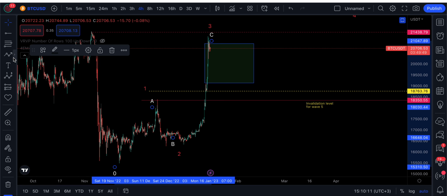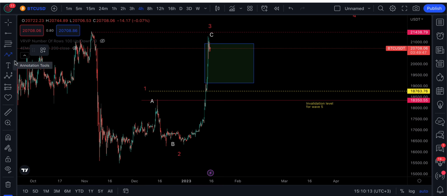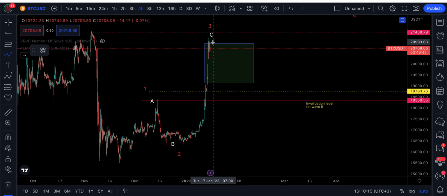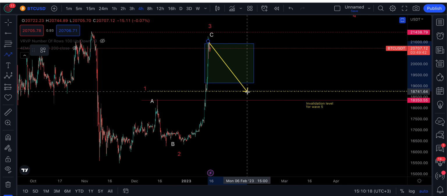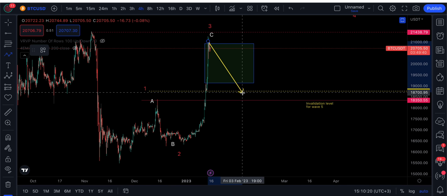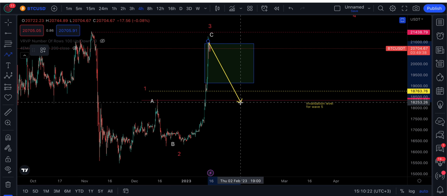I'll simply wait. If you are to trade this structure, you simply have to wait. If you're bullish, then you have to focus on what price does when it touches our target.